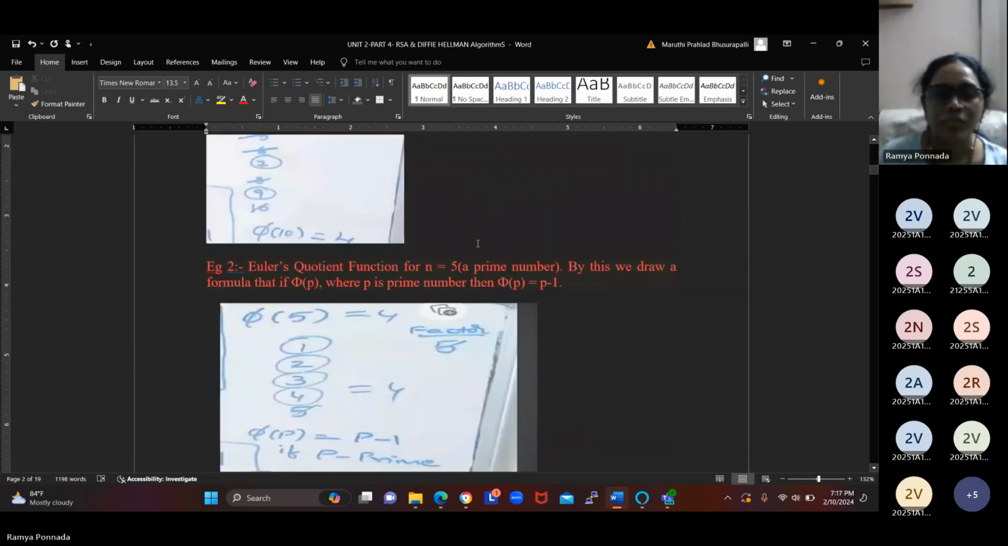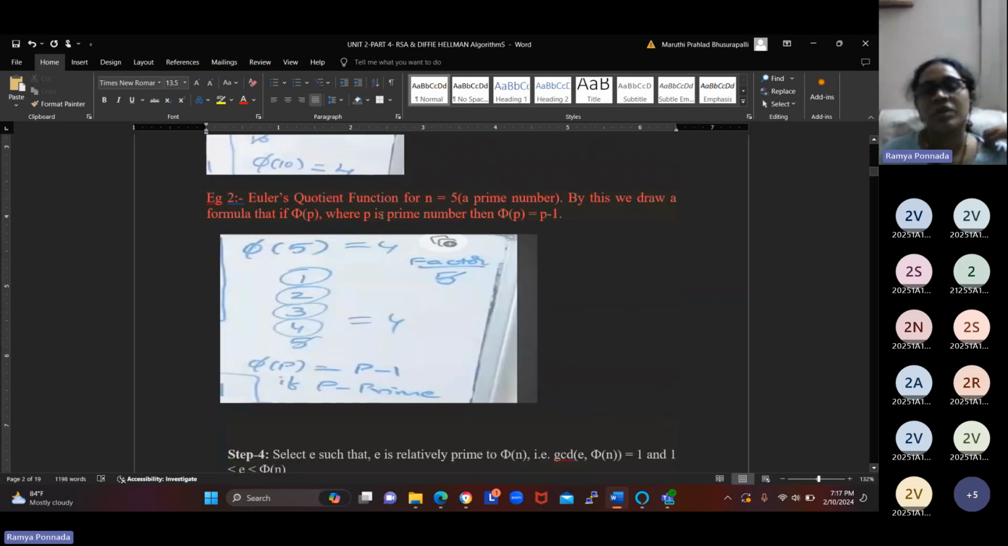Next, if the n value is 5, which is a prime number, we can derive one formula, one rule. What is that rule? For phi of 5, as part of step number 1, you write down 1, 2, 3, 4, 5. Again, what is the factor of 5? 5 itself is the factor.